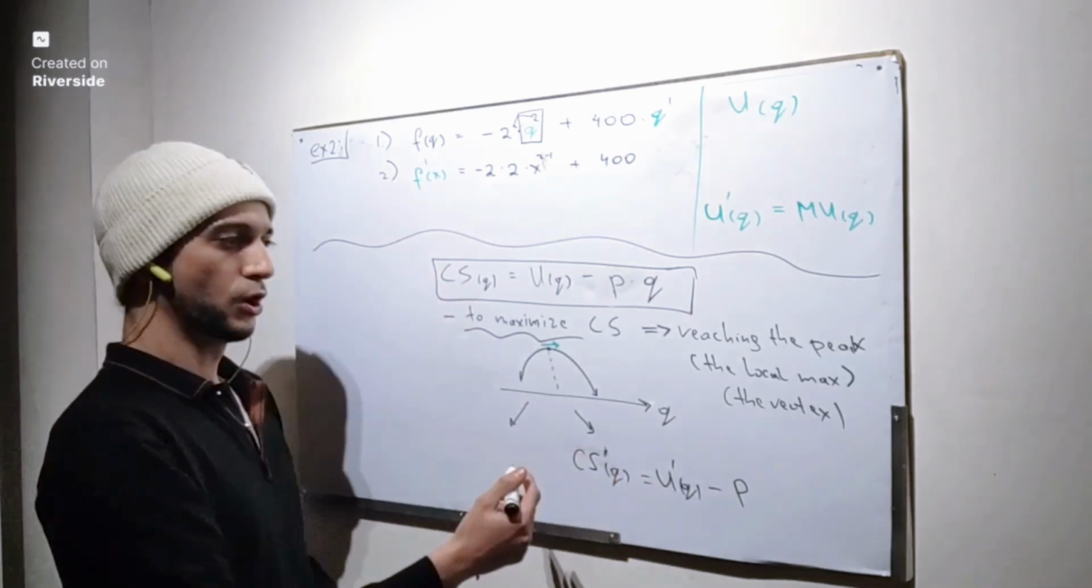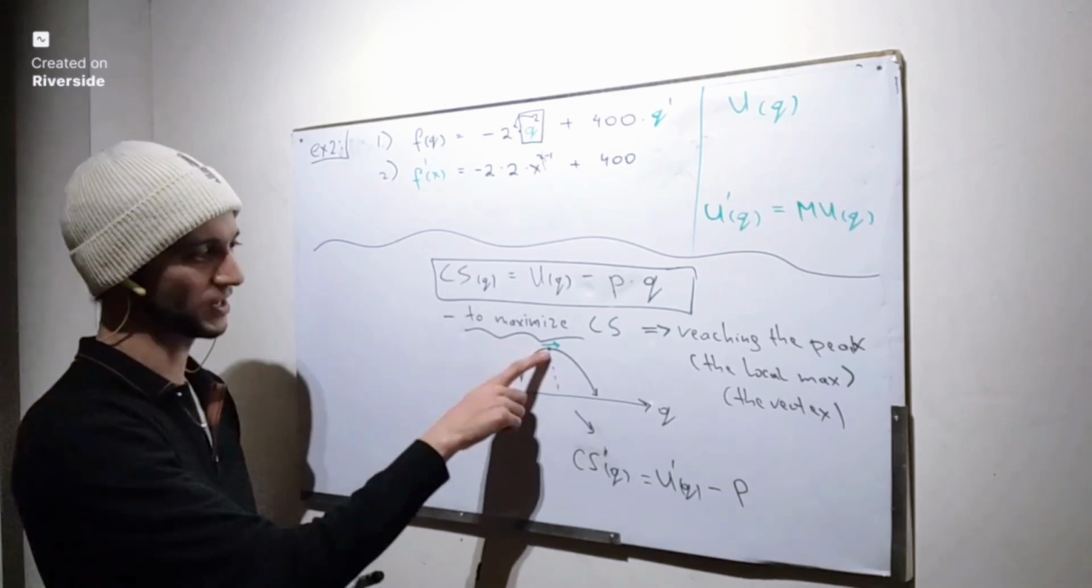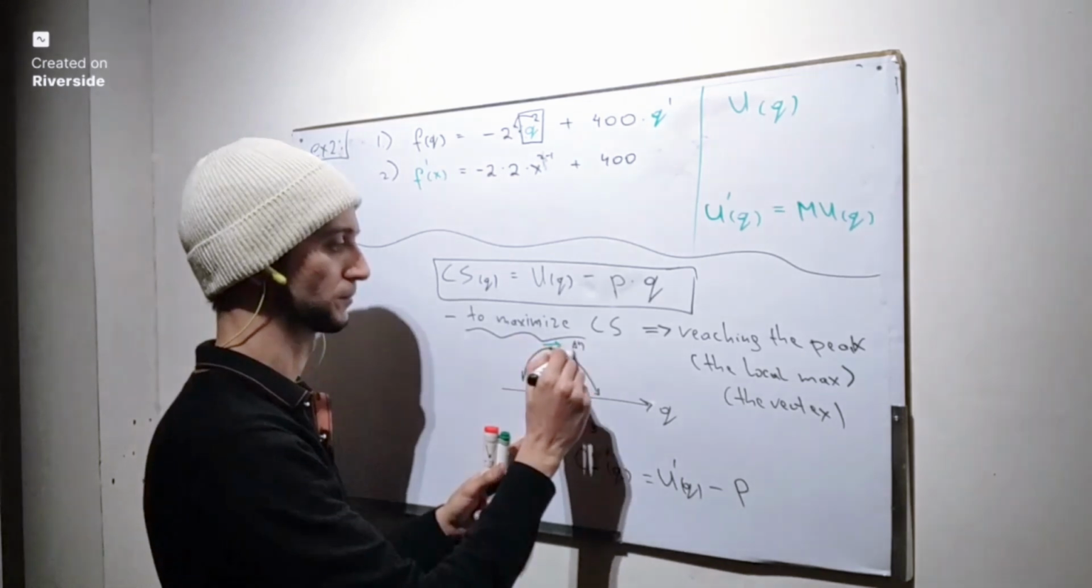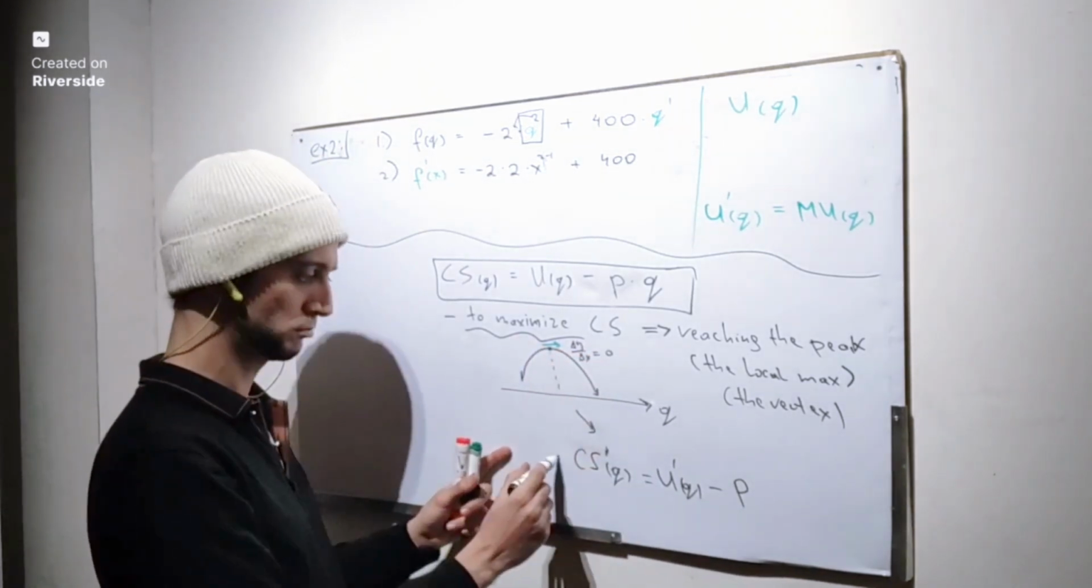Now, what is the state of consumer surplus that you are trying to achieve? You are trying to achieve the greatest state, the highest point. What happens at the highest point? Its slope equals 0. Doesn't that mean that the first derivative of the consumer surplus equation should also be 0? Because that's the same thing?